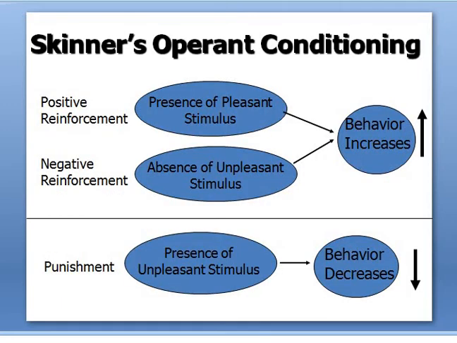Here you can understand positive reinforcement, negative reinforcement and punishment. In positive reinforcement, there is the presence of pleasant stimuli. In negative reinforcement, there is the absence of unpleasant stimulus, and then behavior increases. In punishment, there is the presence of unpleasant stimulus and behavior decreases. So we have discussed reinforcement and punishment.